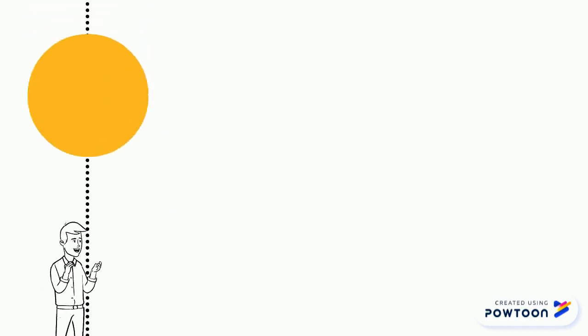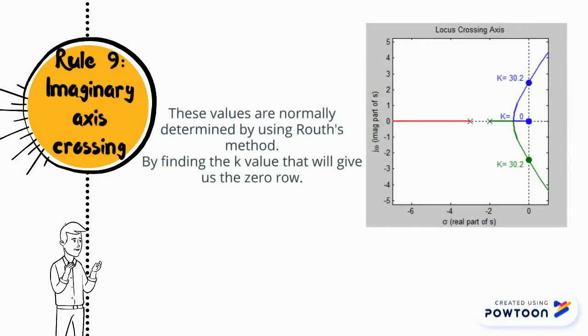Finally, when will the poles cross the imaginary axis? These values are normally determined by using the Routh method. By finding the k value that will give us the zero row, we can find these numbers.